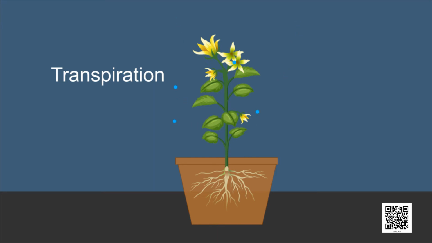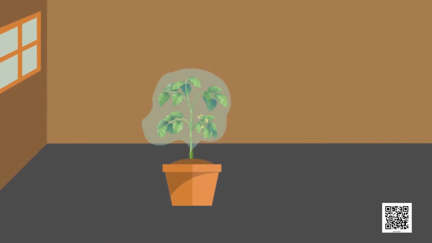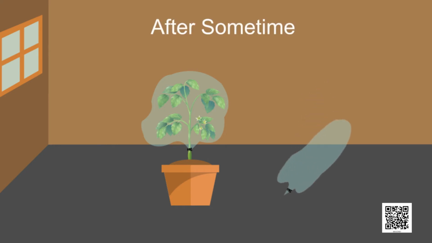Use a healthy, well-watered plant that has been growing in the sun. Enclose a leafy branch of the plant in a polythene bag and tie up its mouth as shown. Tie up the mouth of another empty polythene bag and keep it also in the sun. After a few hours, observe the inner surface of the bags.